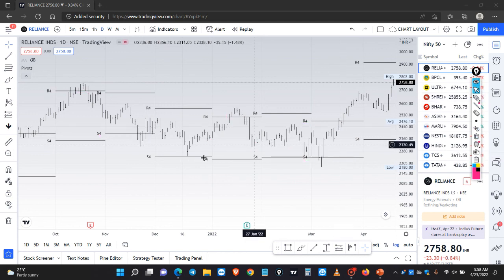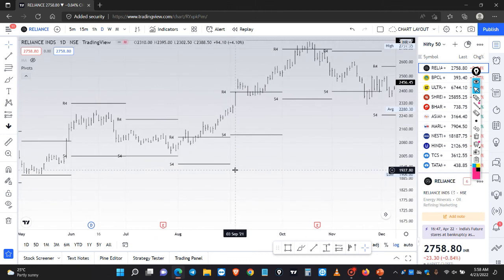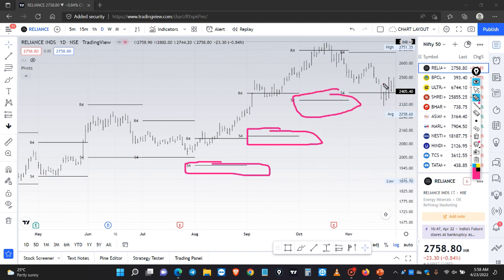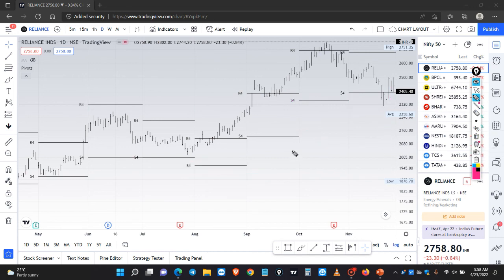Basically, in an uptrend, the S4 will never get breached. Okay, here was an uptrend, S4 was never breached, and once the S4 was breached, exit. Okay, and the same goes for the downtrend also.